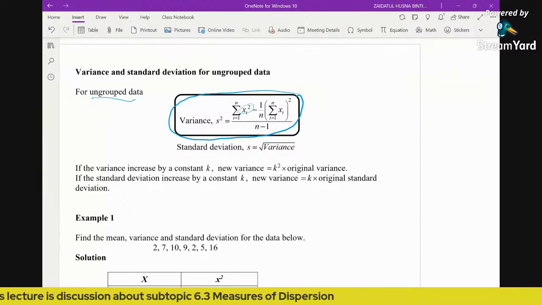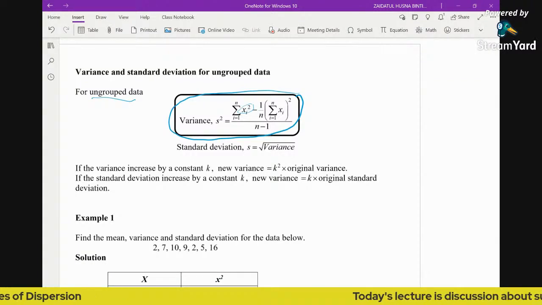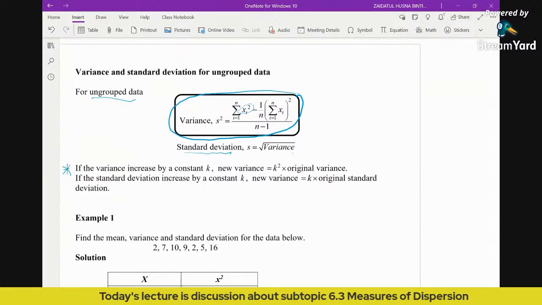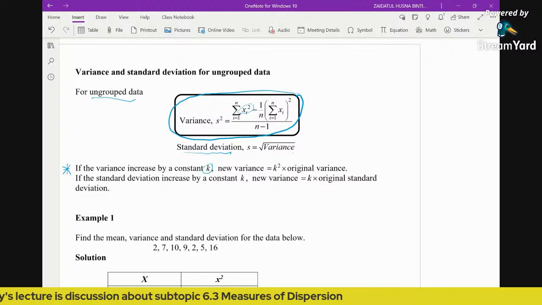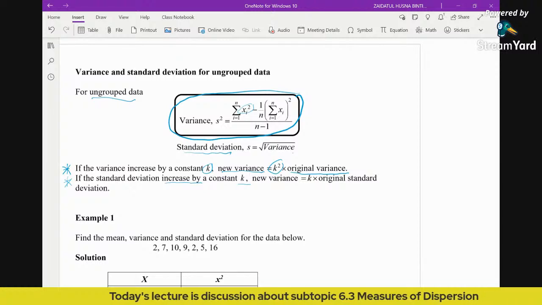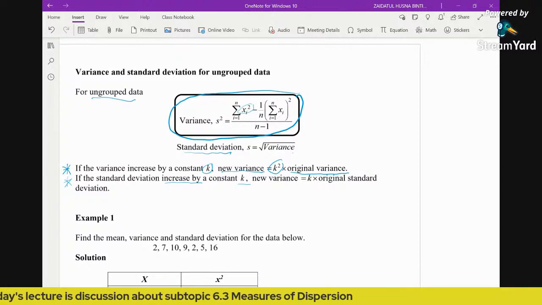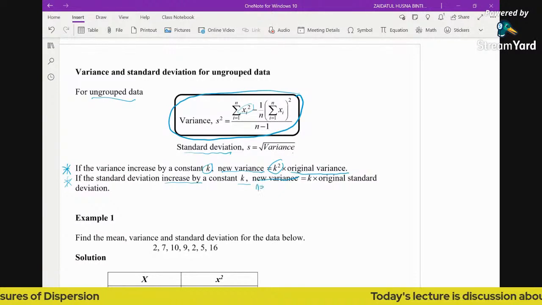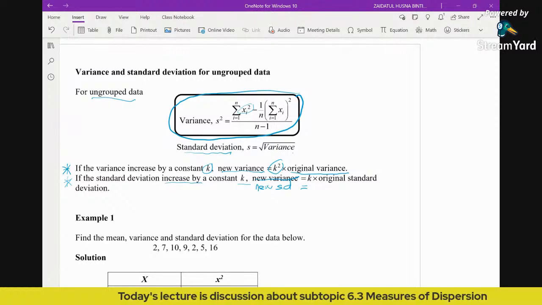So by the way, n is our number of data, multiplied by sum of x squared, and then divided by n minus 1. Okay, and standard deviation is the square root of variance. So now let's see the remarks here. If variance increases by a constant k, then the new variance is going to be k squared multiplied by the original variance. And if the standard deviation increases by a constant k, then the new standard deviation would be equal to k multiplied by the original standard deviation.